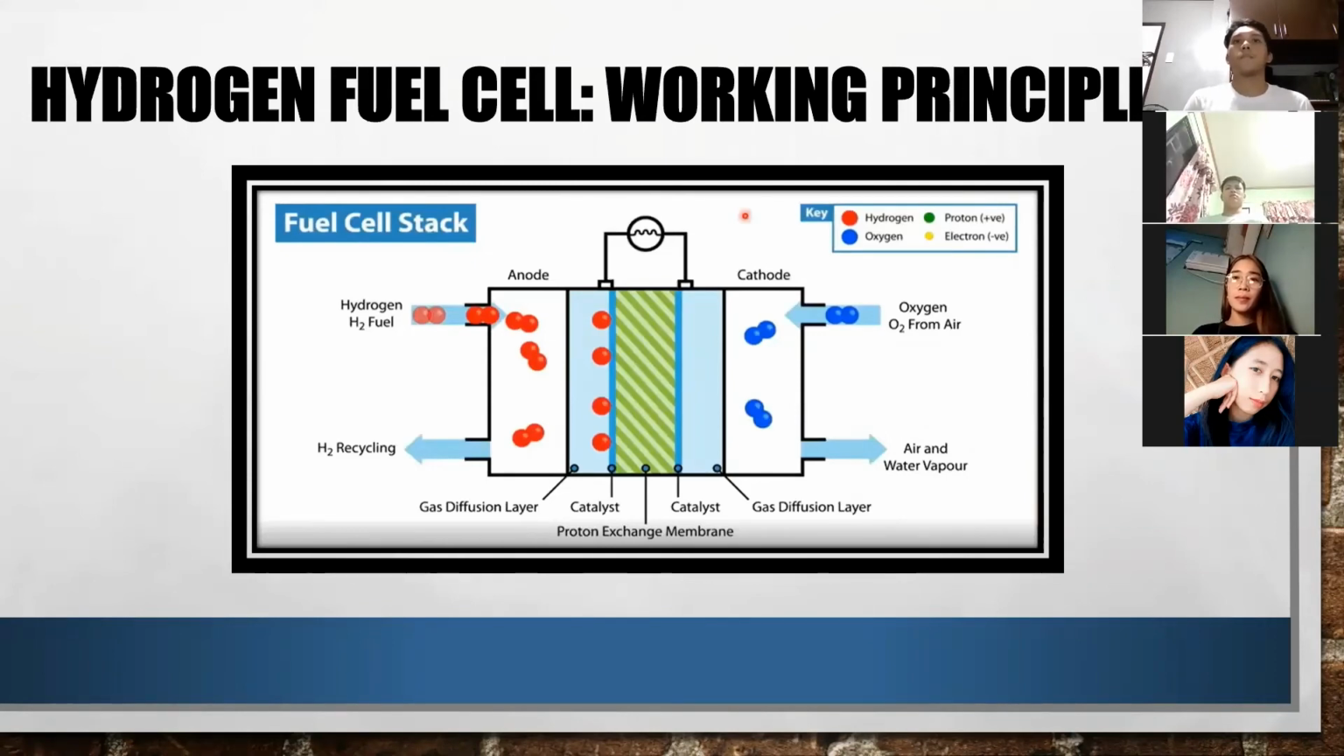Okay, so ito lang naman yung pinaka working principle ng isang hydrogen fuel cell. So as you can see, meron tayong anode and cathode dito. So yung hydrogen natin, yung representation niya is yung kulay red, tapos yung oxygen yung kulay blue. Tapos kung nakikita niyo yung kulay green na yan yung proton natin na positive, and then yung kulay yellow naman is yung negative na electron.